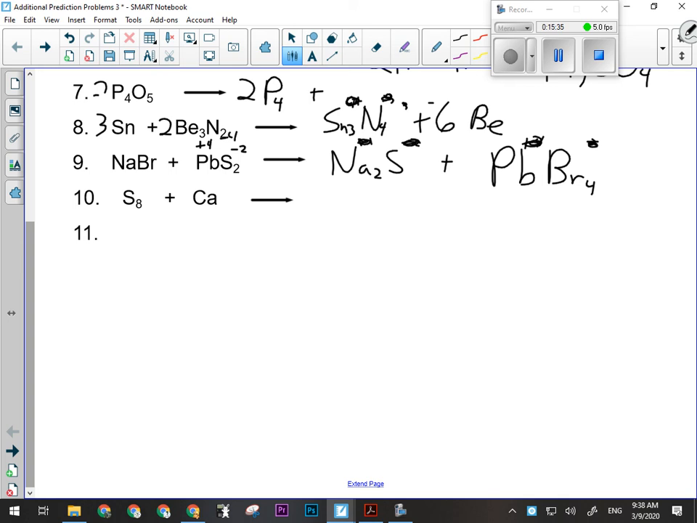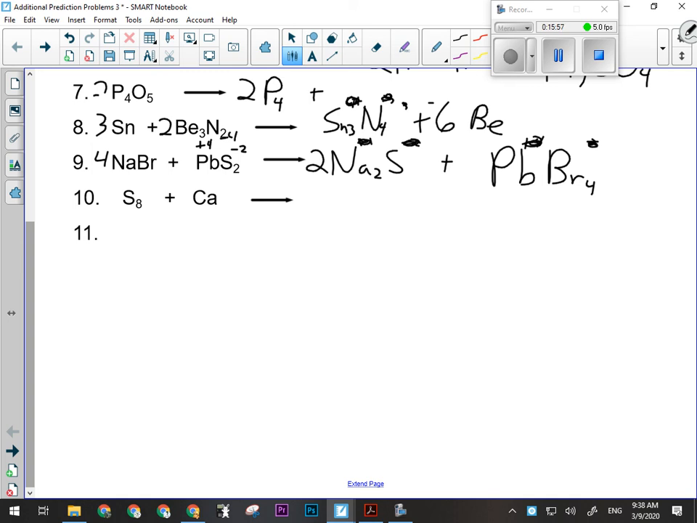So looking here, probably better balance my bromines first. Okay, I've got 4 over there, so I'm going to put 4 over here. That's going to give me 4 sodium, so I need to put a 2 here to balance that. That makes my sulfur work. Okay, and I've got 1 lead and 1 lead, so now everything is balanced.